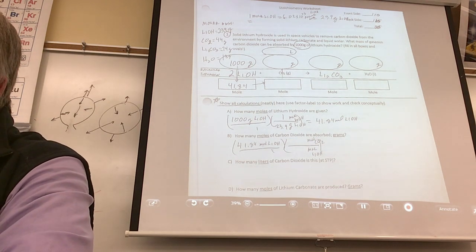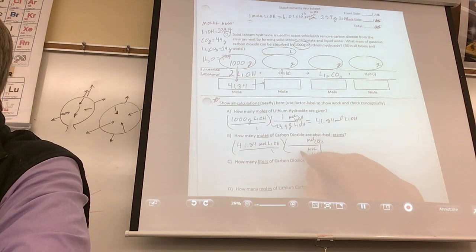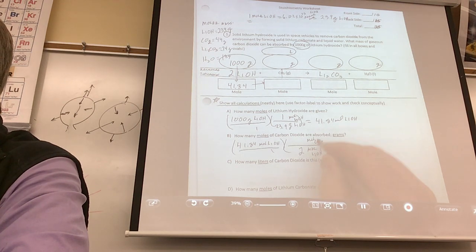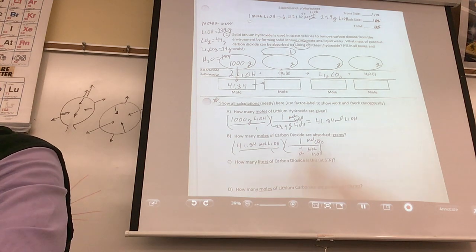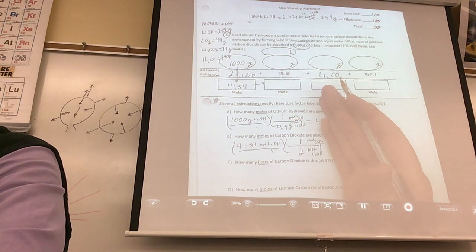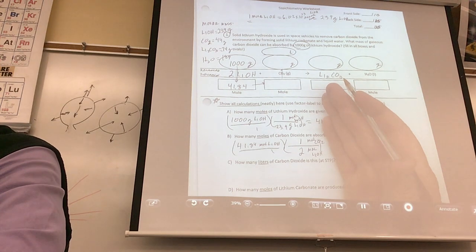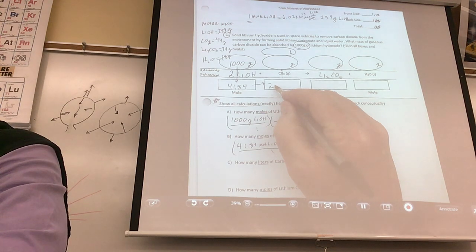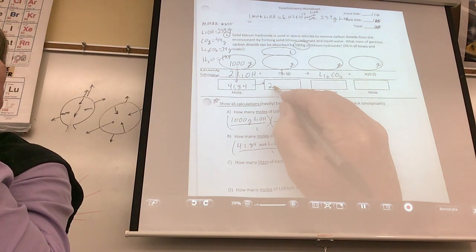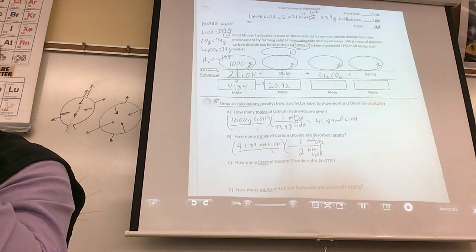Yes. So watch. The coefficients are 2 and 1 down here. It says in this balanced equation, for every 2 moles of lithium hydroxide, you only get 1 mole of carbon dioxide. Are you okay on that? Put that in your calculator. Let's see, who had an answer yet? Kyle, you have an answer. What's 41.84 divided by 2? 20.92. Is everybody okay on that?